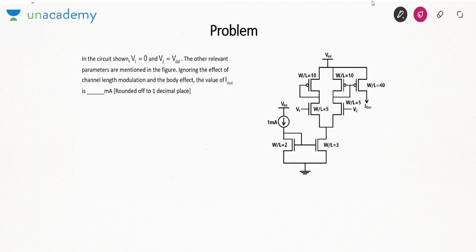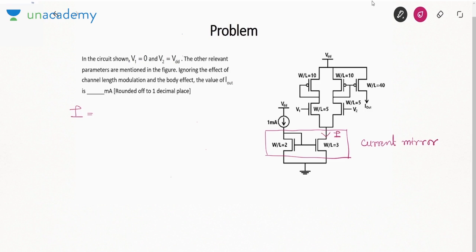In the circuit shown, V1 is equal to 0. Other relevant parameters are mentioned in the figure. Ignoring the effect of channel length modulation and body effect, find I out. Now if you carefully observe, this circuit is nothing but a current mirror, right? It is a current mirror type of circuit. So what will be this value? I will be the reference current, that is 1 milliampere, into the W by L ratio of this transistor, that is 3, by the W by L ratio of the source transistor 2, 1.5 milliampere. Now it has given us one specific thing, that V1 is equal to 0.